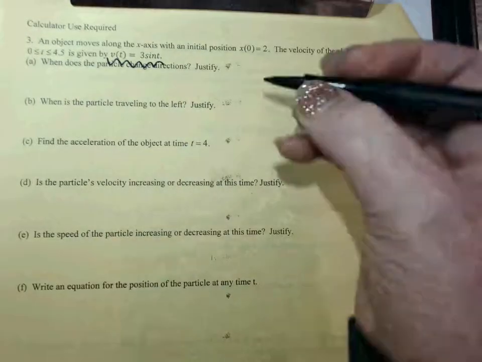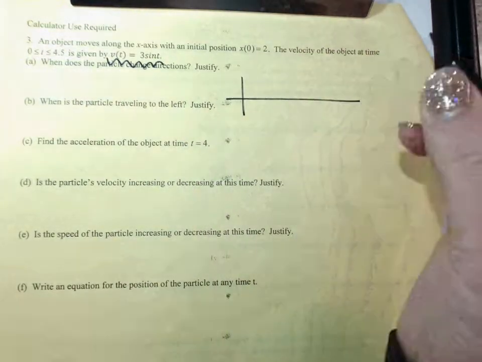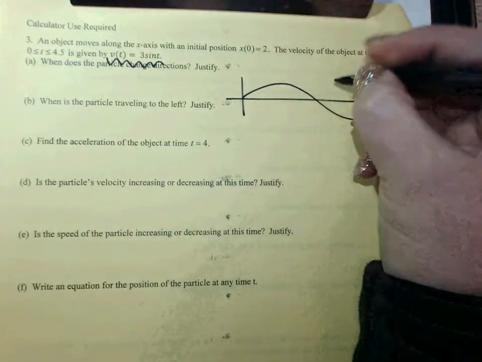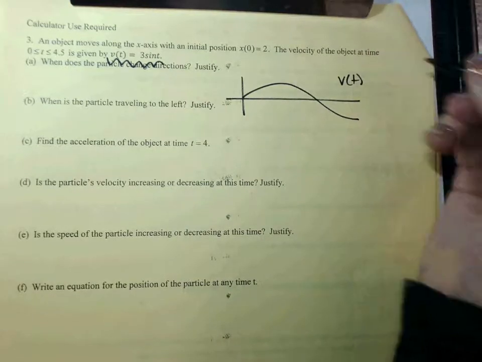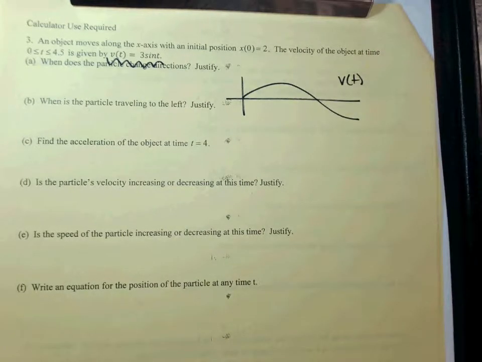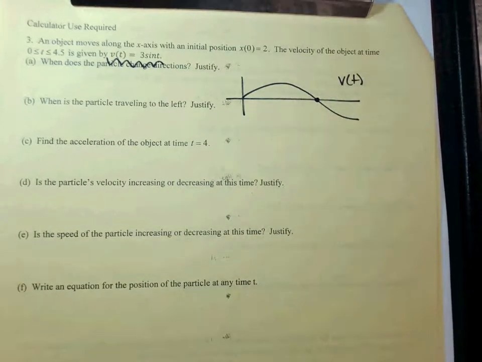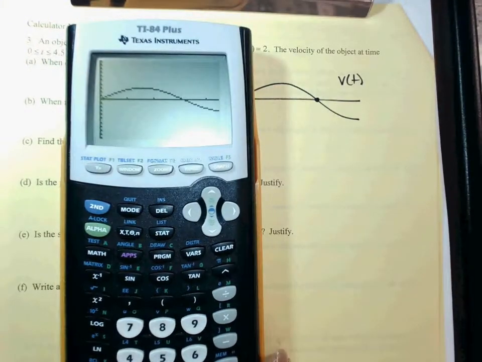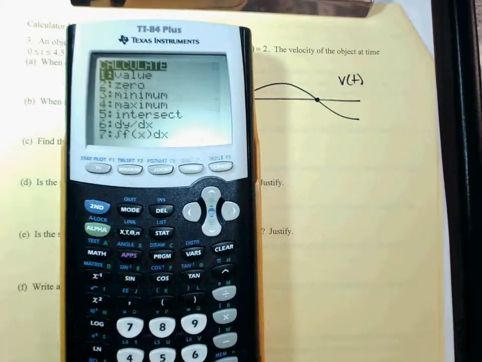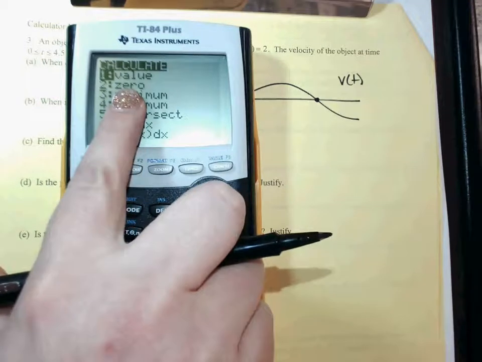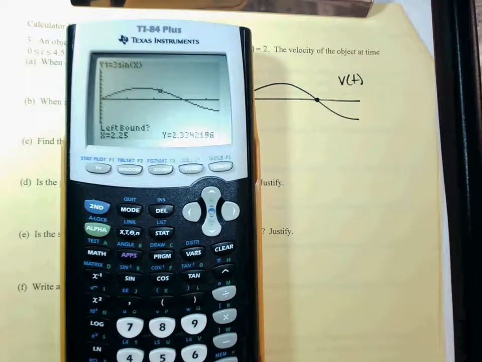How do we know? Remember, this is a graph of velocity. How do we know when our particle changes directions? What would need to happen? It needs to pass through the x-axis, so boom, find it. You can do it. Okay, what are we doing under second trace? Okay, 0, option 2.